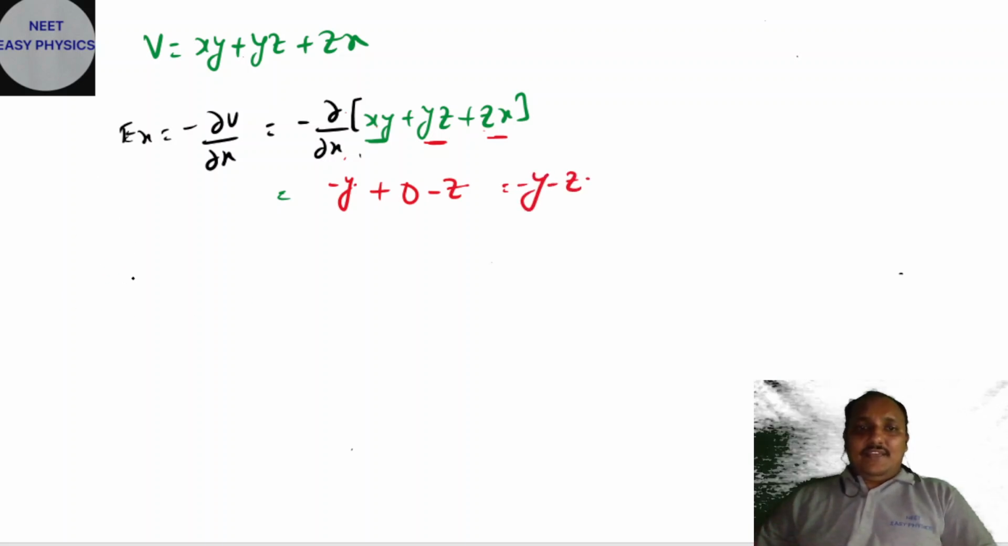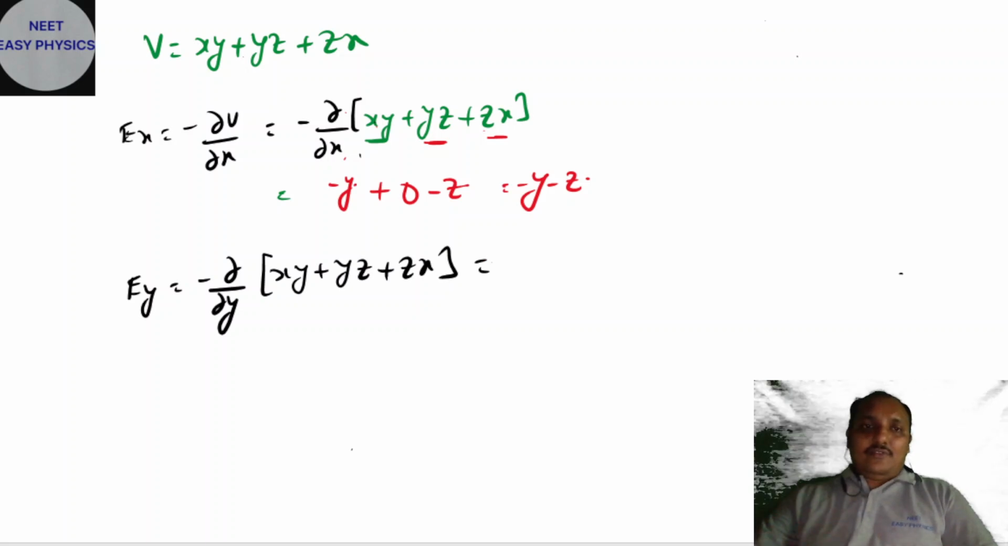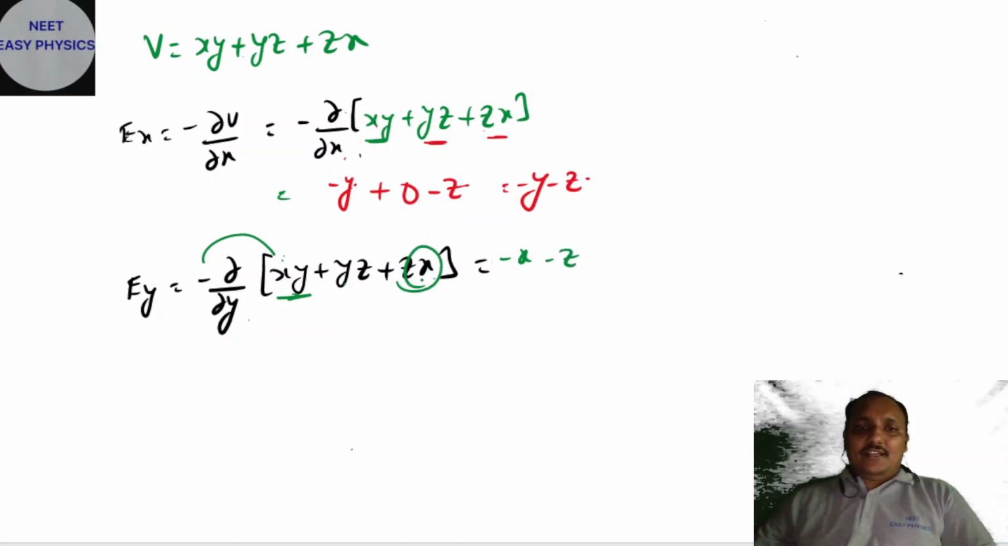Next, Ey. So Ey is going to be minus dou by dou y of xy plus yz plus zx. Now with respect to y we have to do it. In this, x is constant, so minus x. In this there is no y, therefore minus z. Whenever y is not there, it is going to become 0 in partial differentiation. Therefore, minus x minus z.